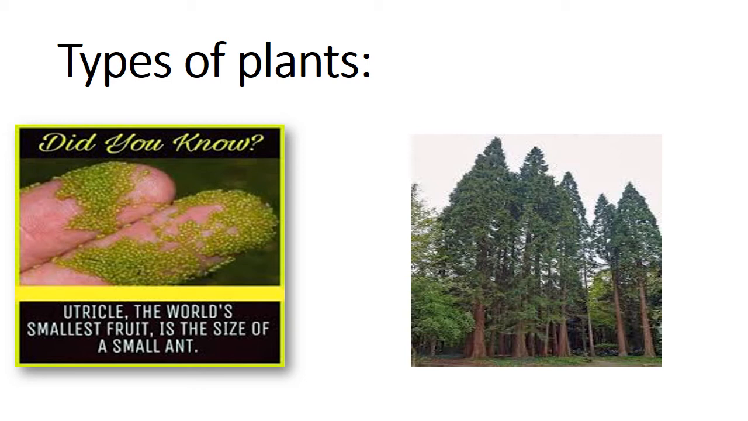Types of plants. Some plants are so small that 25 of them can fit on your fingernail. If you look at this picture, there is a plant named utricularia. The world's smallest fruit is the size of a small ant. And if you look, some trees are so big that they are almost 83 meters tall. They are mostly found in USA. And if you look at this picture, this is General Sherman. That tree grows up to 83 meters long.